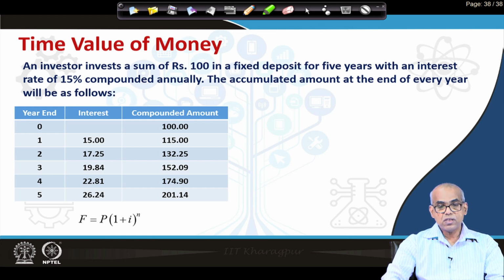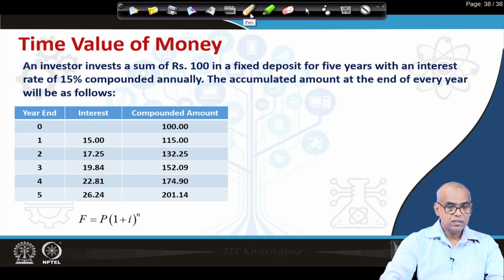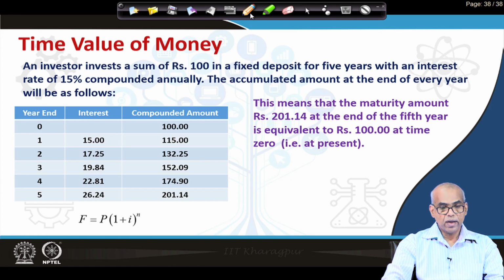An investor invests a sum of rupees 100 in a fixed deposit for 5 years with an interest rate of 15% compounded annually. The accumulated amount at the end of every year is as shown in the table. You know that this table can be generated using the expression F equal to P into (1 plus i) to the power n. Now, you look at year end equal to 5.